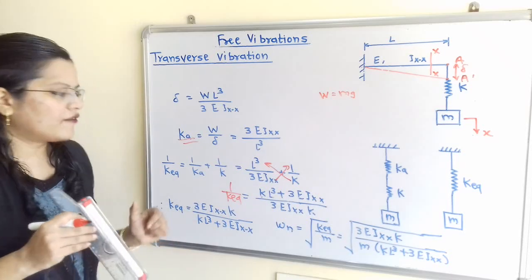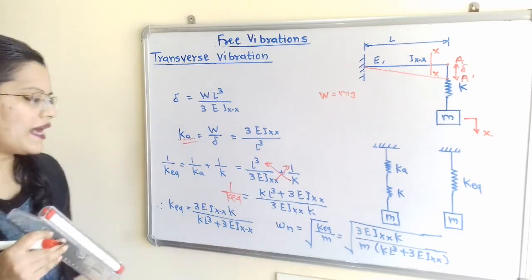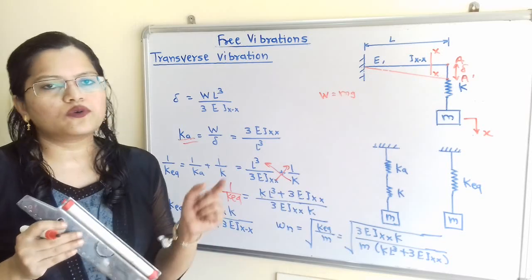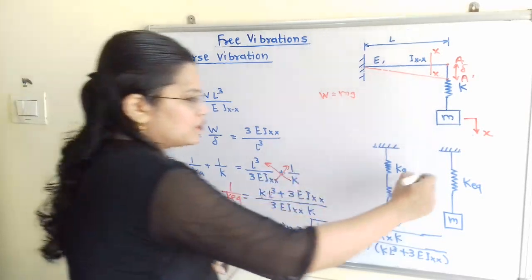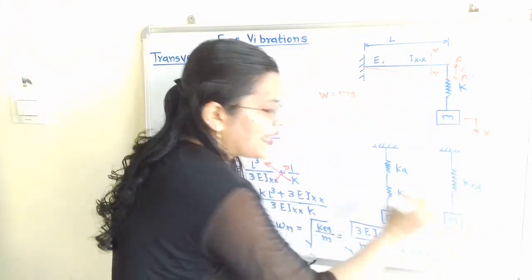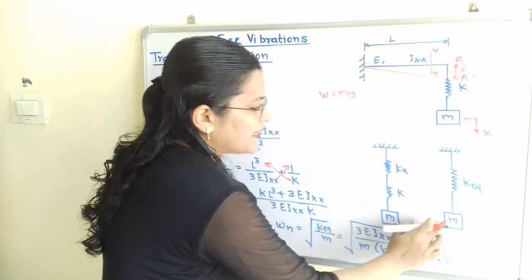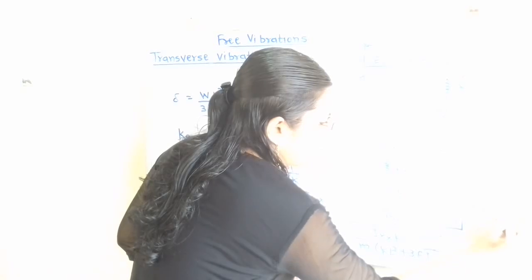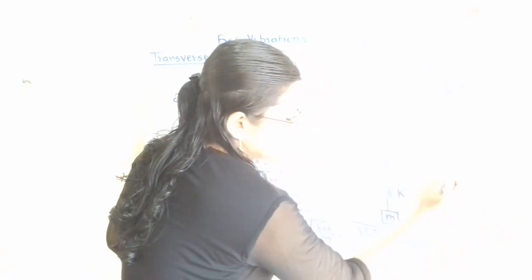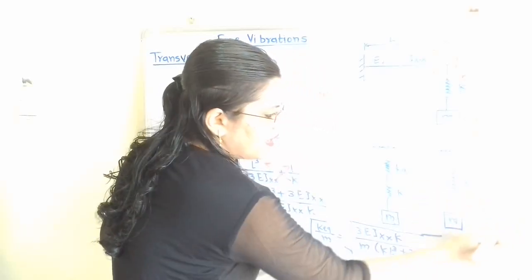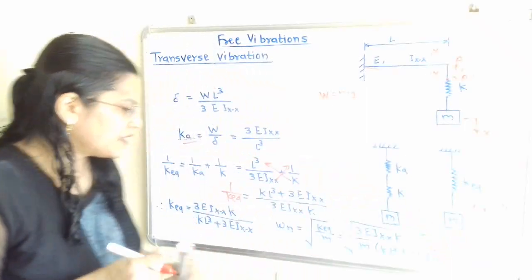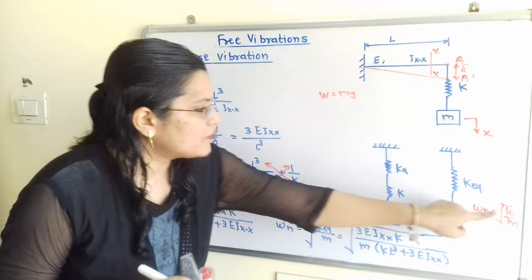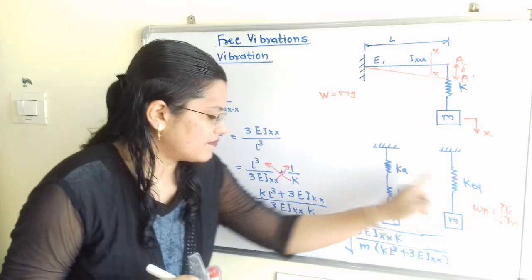Now we have the formula to find omega n. Omega n is equal to under root of K by M. This is the formula for the spring and mass system. For a spring and mass system, how do we find omega n? It is under root of K by M, where K is the spring stiffness, here K equivalent, and M is this mass M. So instead of K, we have to put the value of K equivalent.